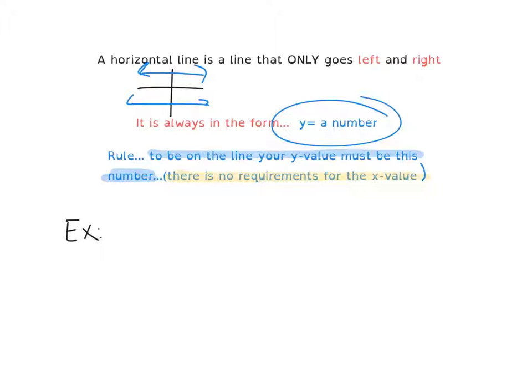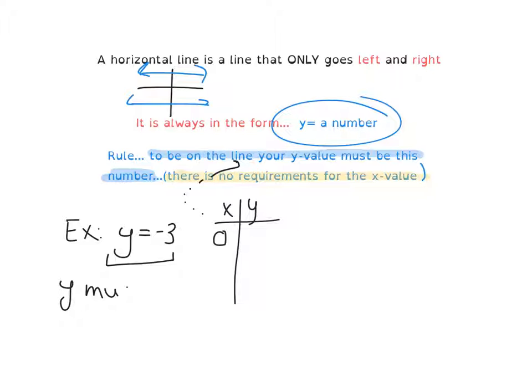So as an example, maybe the equation is y equals -3. If I think about an input-output table here, with an x and a y value, it doesn't tell me anything about x. And as we know, x is our independent variable, so I'm going to choose that. So if x was 0, to be on this line, the only thing I need to have true is that the y value must equal that number. So in this equation, y must be -3 to be on the line. And again, it says nothing about x.